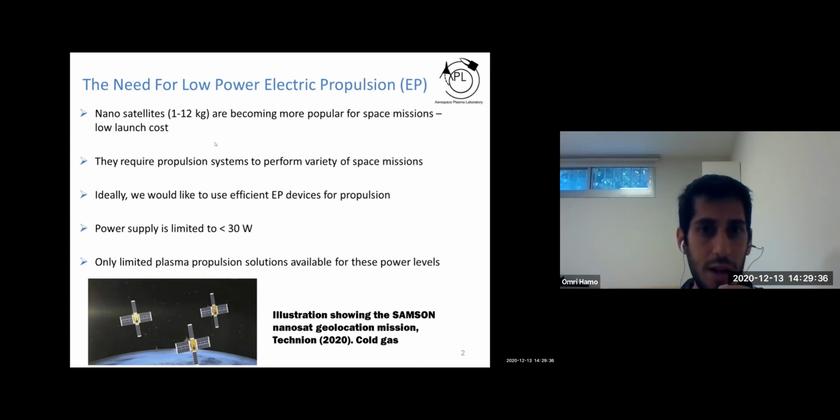So today, nanosatellites are becoming more popular for space missions because they're very cheap to launch. They require a propulsion system in order to perform a variety of space missions, such as communication, Earth observation, etc. Ideally, we would like to use efficient EP devices for propulsion. However, the power supply in nanosatellites is limited to below 30 watts. So there are only limited plasma propulsion solutions available for these power levels.